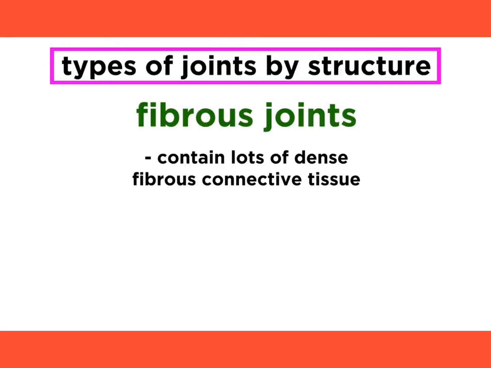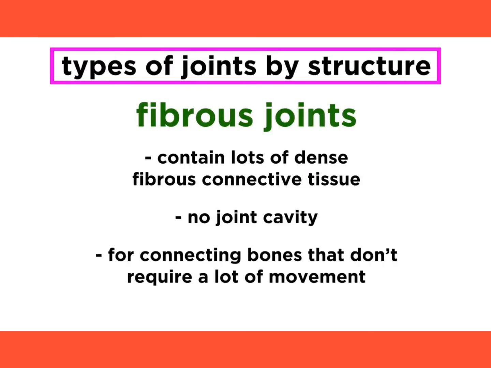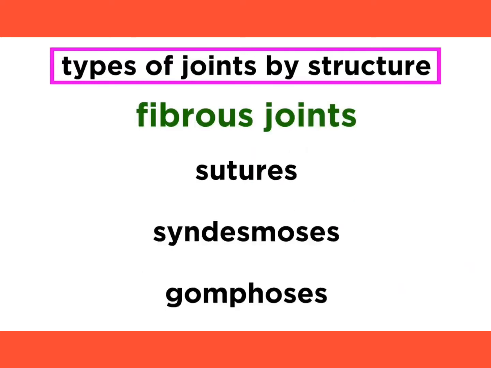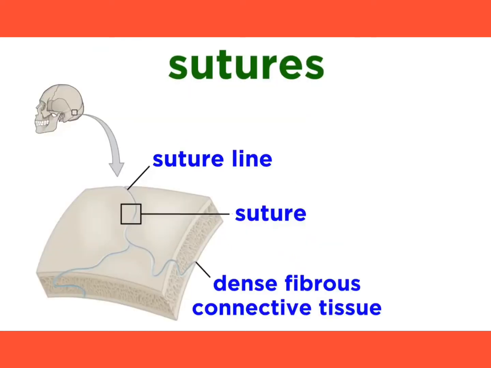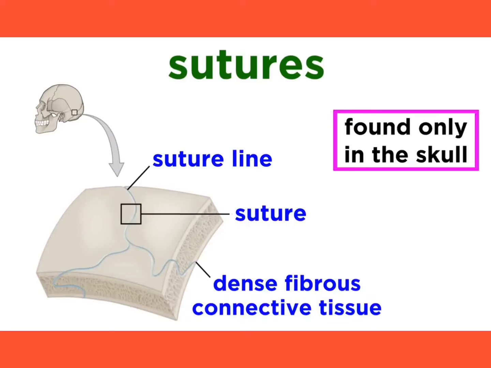First, with fibrous joints, there is a lot of dense fibrous connective tissue, and no joint cavity to speak of. These joints are for connecting bones that don't require a lot of movement. There are three types of fibrous joints. These are sutures, syndesmoses, and gomphoses.